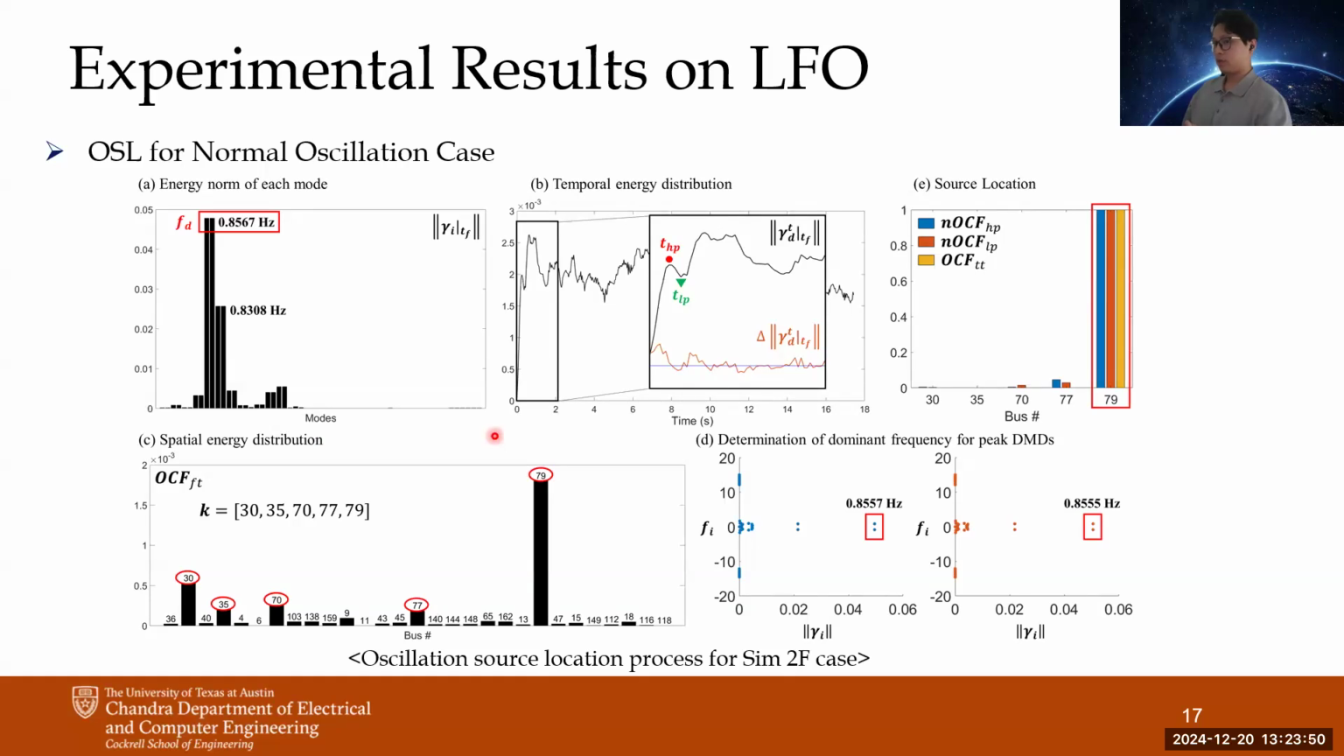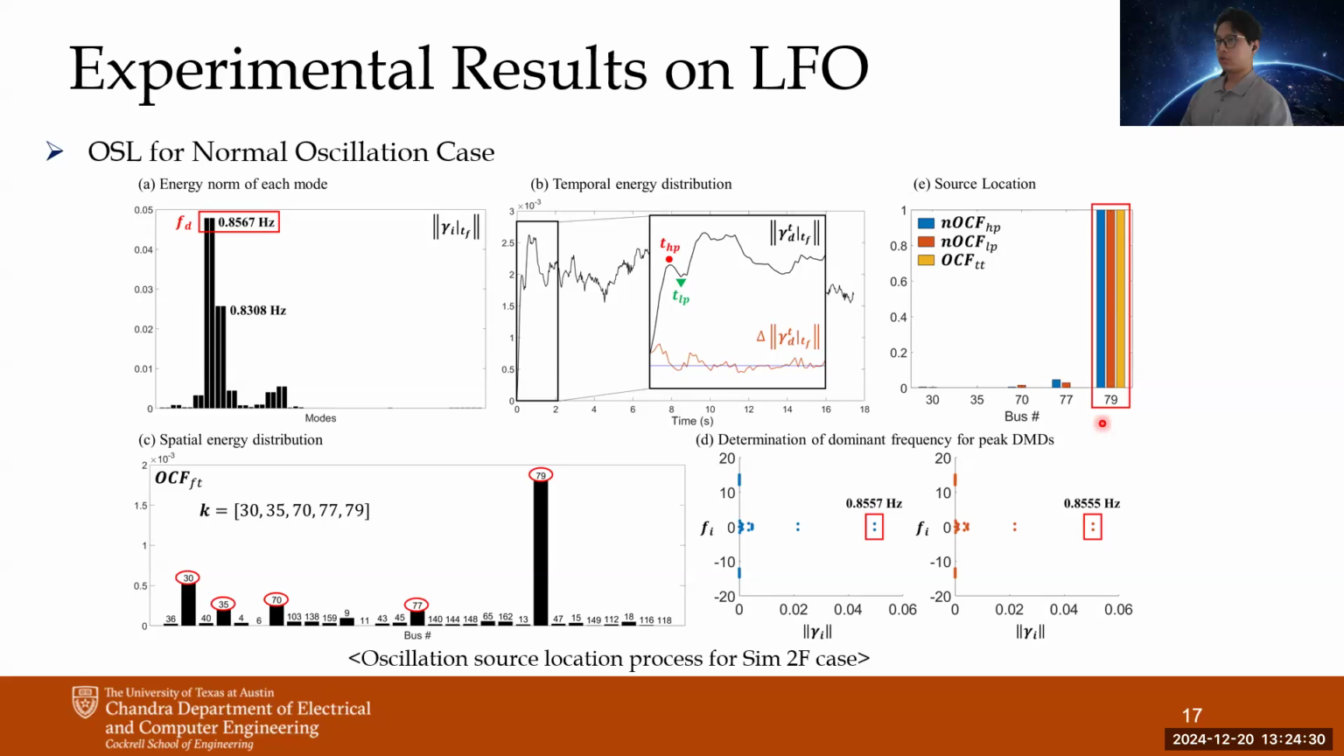In the first stage of the oscillation source location, we first find the potential oscillation sources, which show high OCF active values. Then we select the high peak and low peak times, and calculate the high peak time DMD and low peak time DMD. Figure B shows that these two peak time DMDs still give results consistent with the full time DMDs. By calculating the normalized values and multiplying them, we get the OCF-TT value. And we can conclude that bus 79 is the source of this oscillation, which was correct.